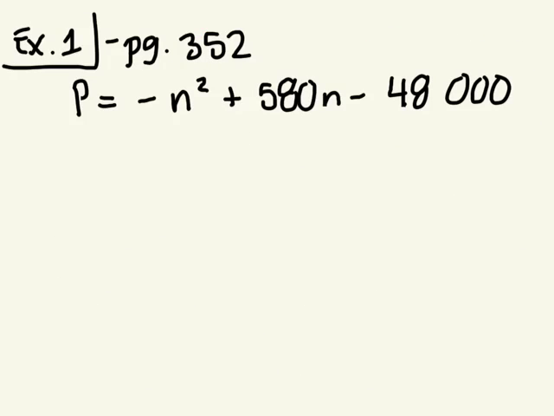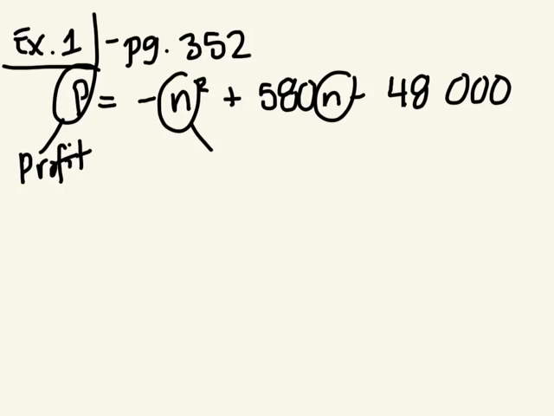What do the two variables represent in this question? What do they stand for? Price and number. What does the P represent? The profit and number of tickets. Good. N represents number of tickets. What's the question asking us to find?